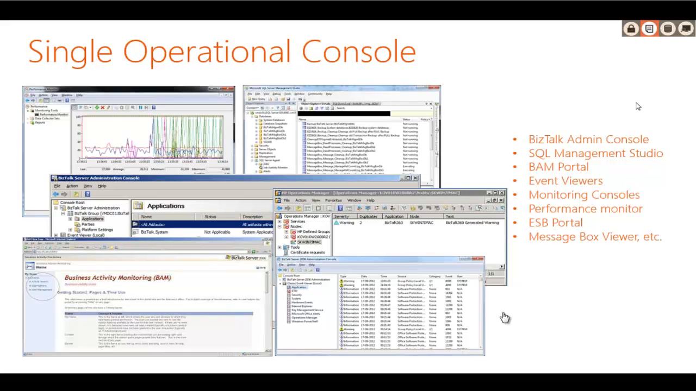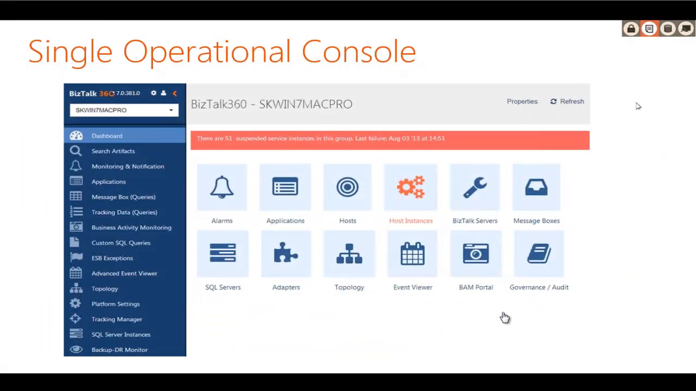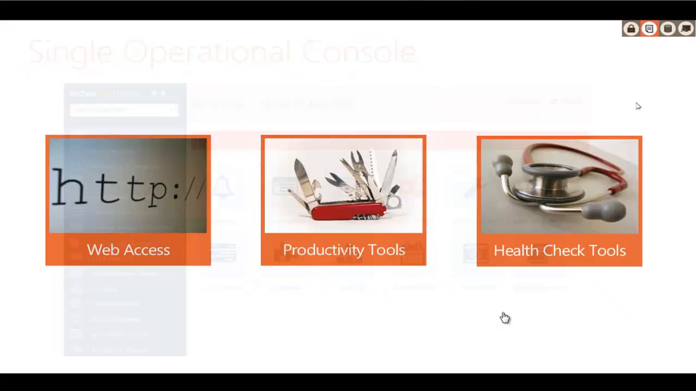And so what we are doing is replacing all of that with just one single console. And that console will allow you to do all the functionality important for someone supporting the BizTalk environment. And this console is not only doing that, but it also allows you to access through the web. So to be able to access your BizTalk environment, you only need to know the URL. And that can be quite convenient.